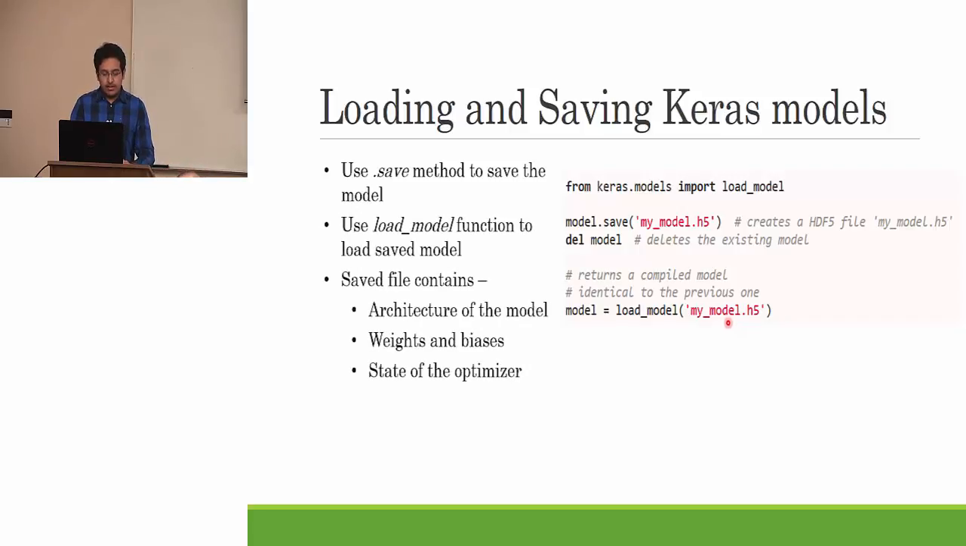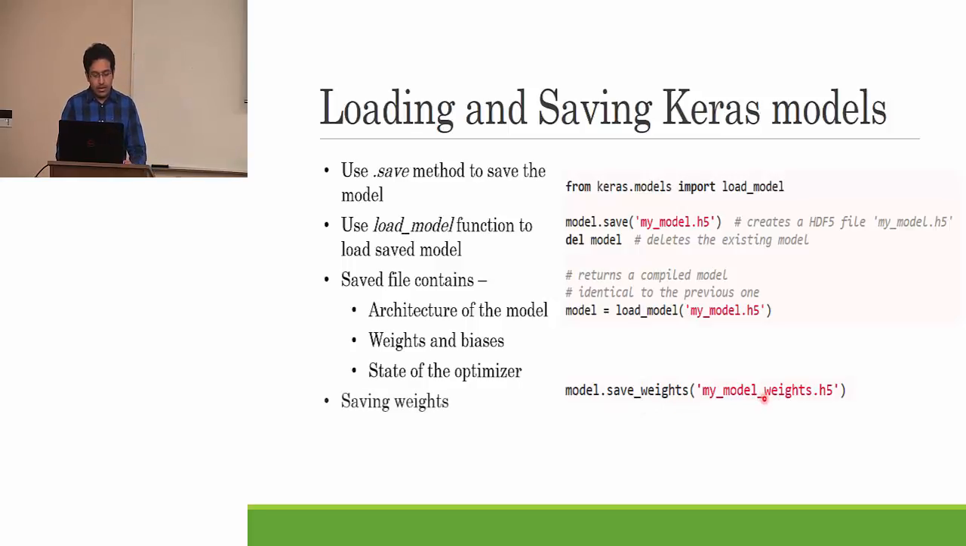So the saved file contains three things. One is the architecture of the model, and the weights and the biases, as well as the state of the optimizer. And then, if you don't want to save the entire model, and you want to just save the weights, you can use save_weights and specify the name.